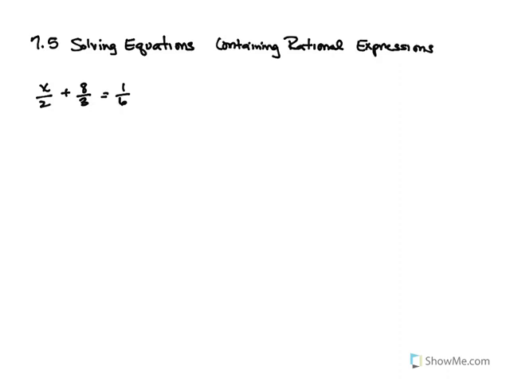Okay, so 7.5 deals with solving equations containing rational expressions. So essentially, it's just dealing with equations that have fractions in them. So the way that we're going to work these is we are going to get rid of the fractions, which should excite many people because y'all don't like fractions anyway. So what we're going to do is we're going to clear the fractions. So when you have an equation that contains fractions, your goal is you want to clear all fractions.